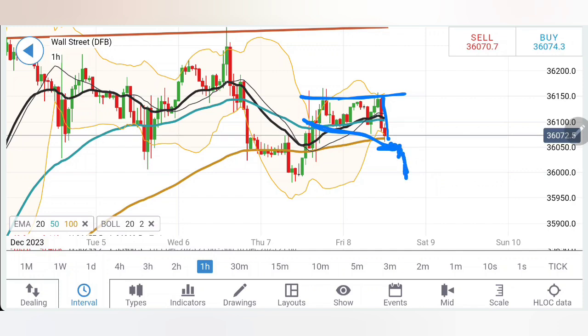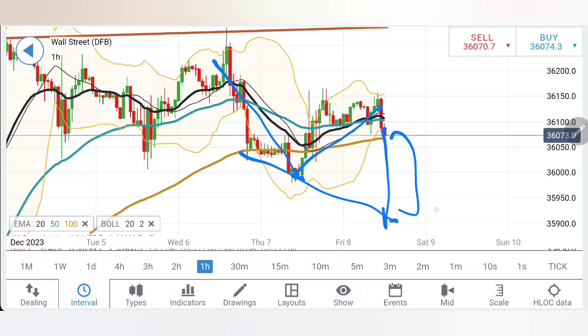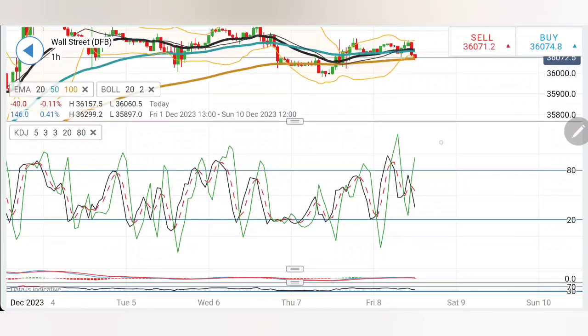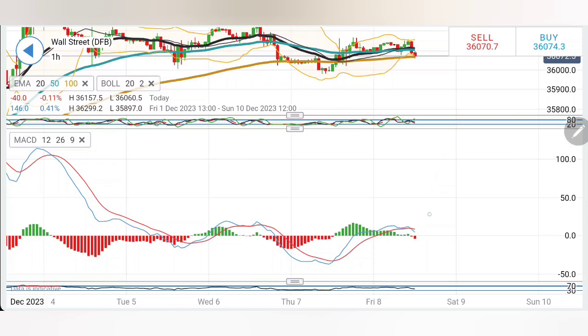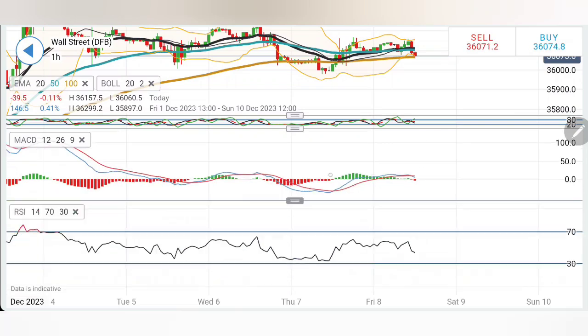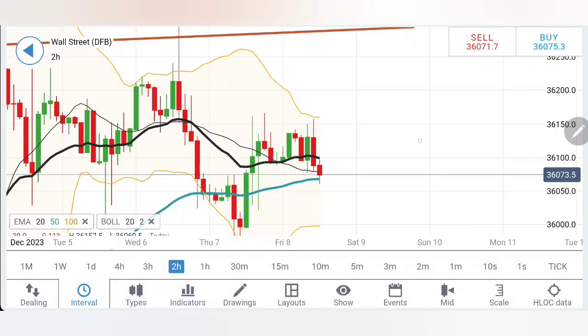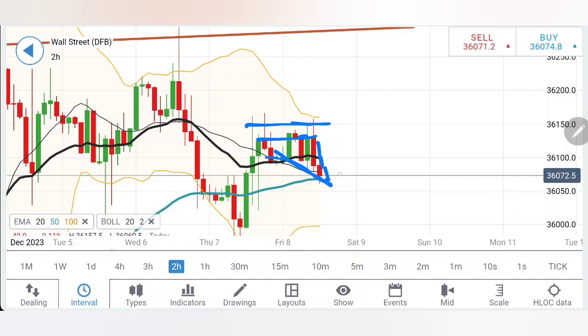Below 36,040 is where we can find more bears. Then you can consider that drop retracement, and if it gives a breakout, it will take it to the lows. Where are the lows? 35,900 levels. Stochastic looking down, MACD crossing over for a sell, a bearish sign here on the hourly charts. RSI is looking down as well. Coming to the 2-hour chart, likewise on the 2-hour charts, 36,151 is greater resistance. With that as resistance, it has seen this reversal, lower lows there.